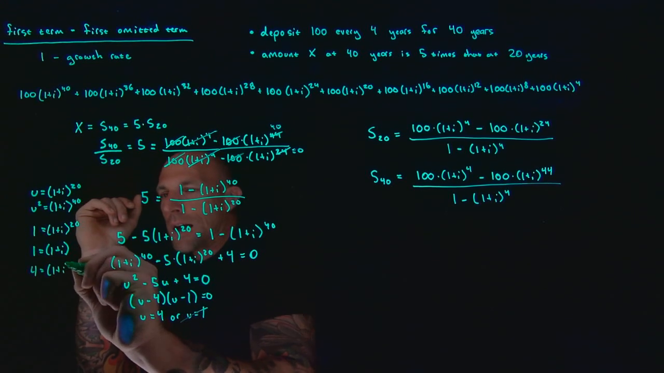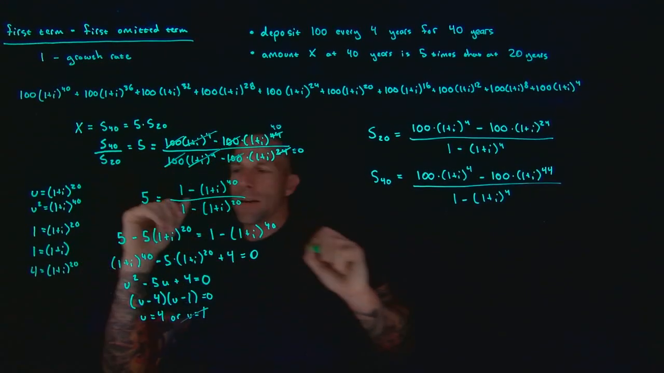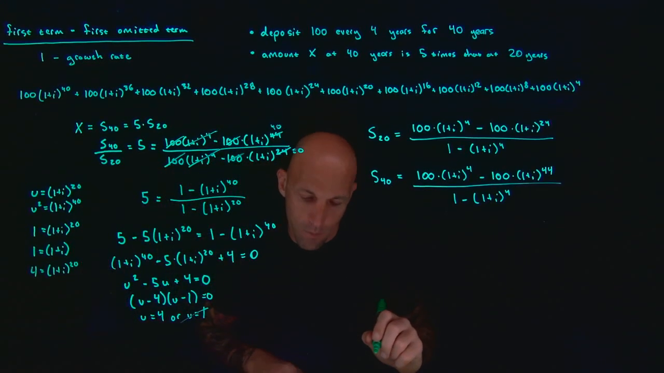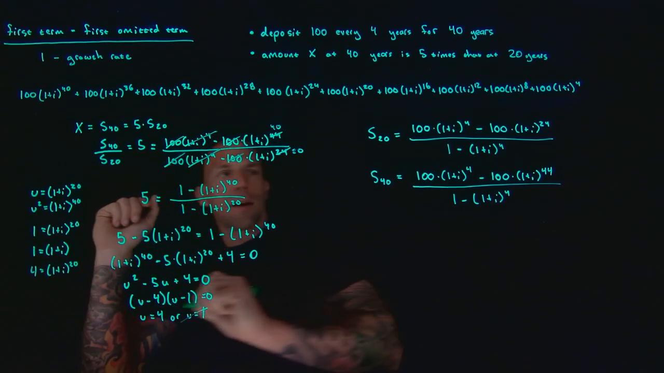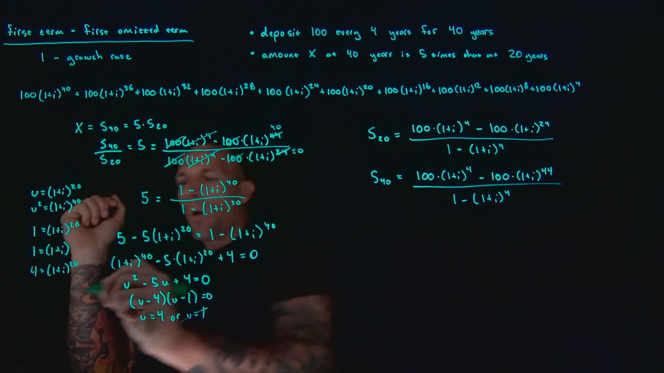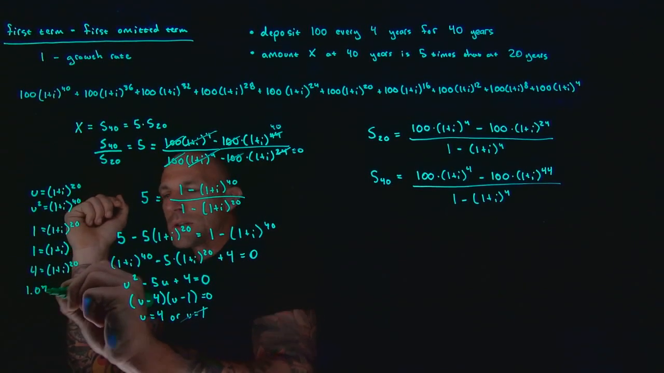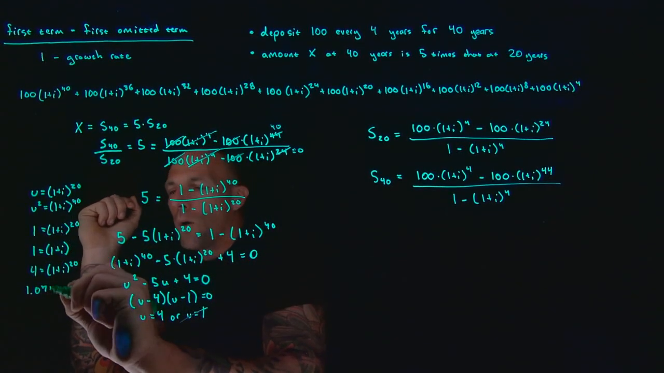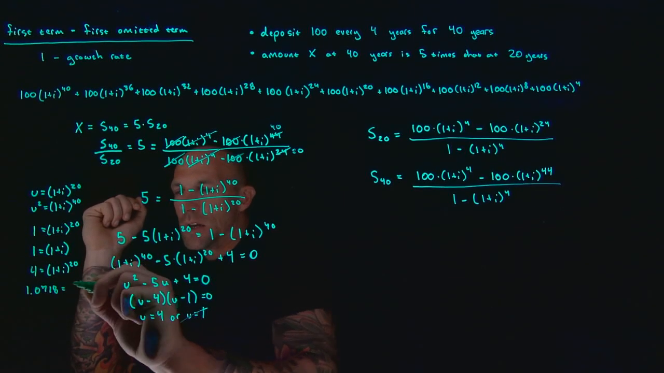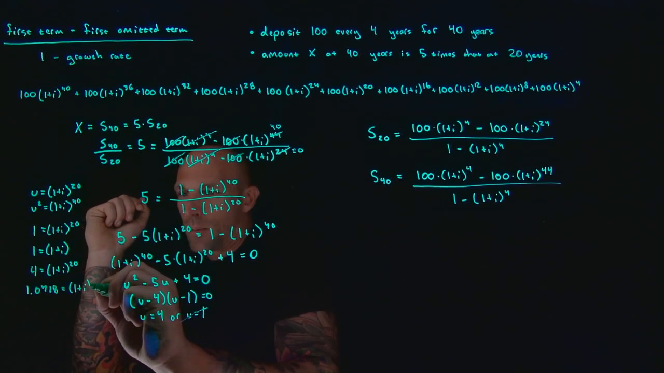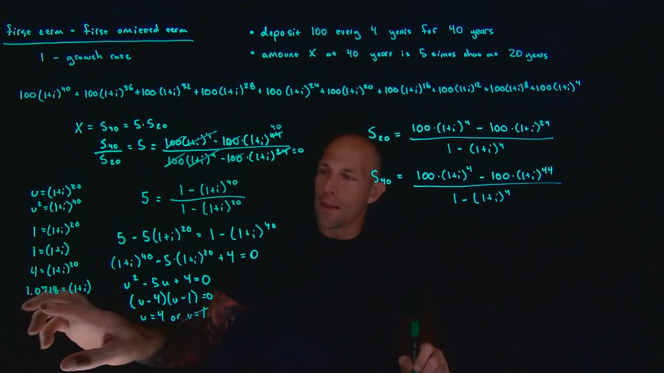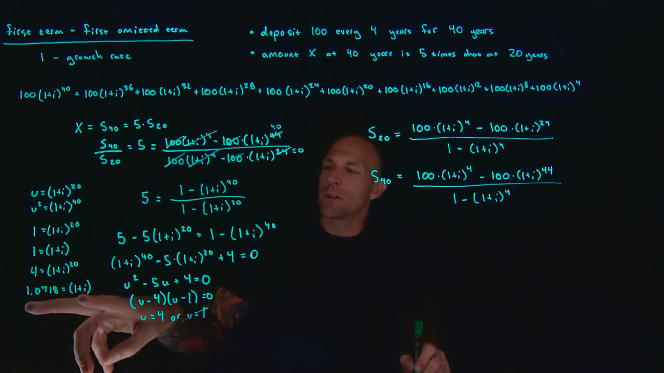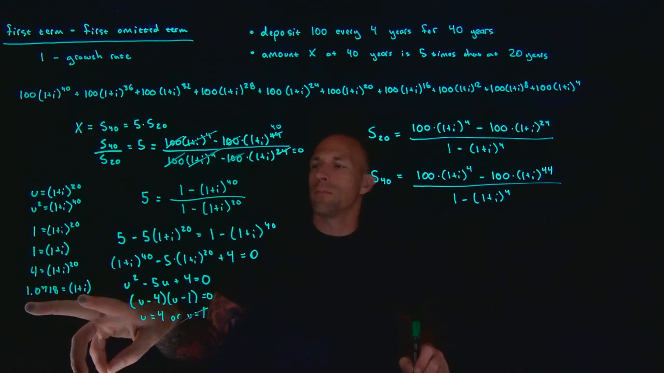Okay, so (1 plus i) raised to the 20th is 4. We can take the 20th root of both sides here, and we will get that 1.0718 or thereabouts is equal to 1 plus i. So take the 20th root of 4, we get this guy right here. That's a pretty meaningful interest rate, and it certainly looks reasonable.